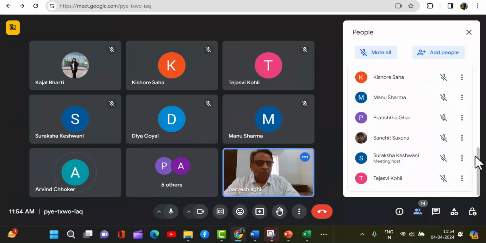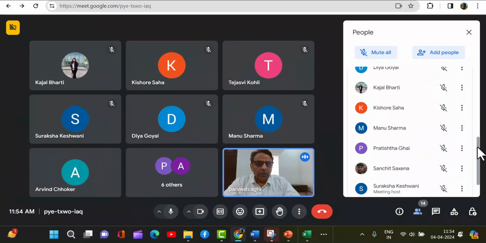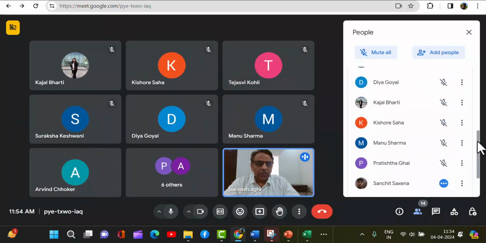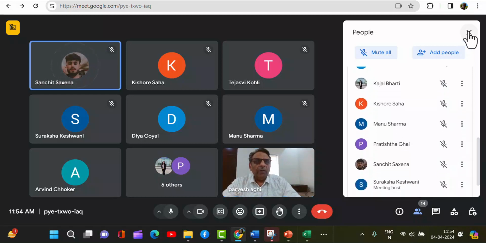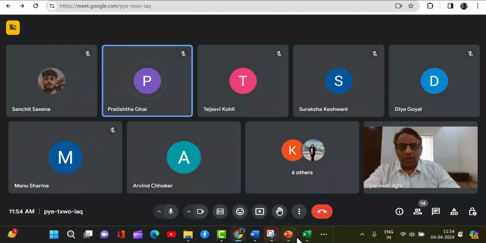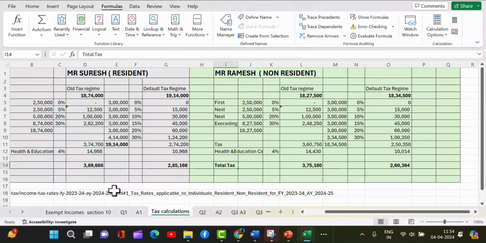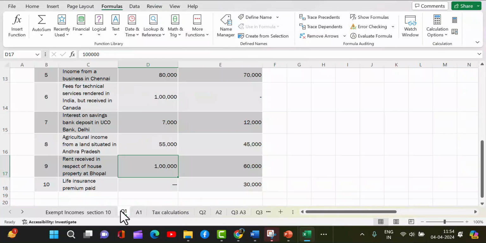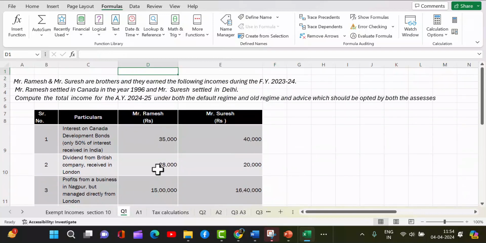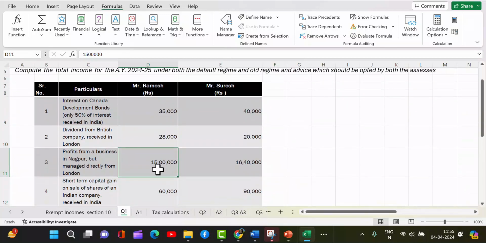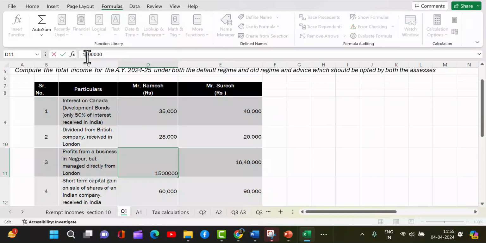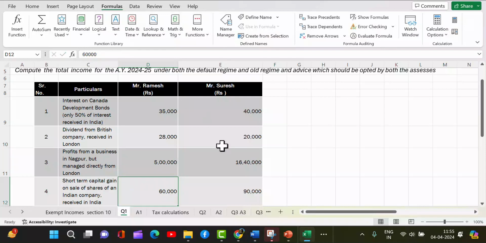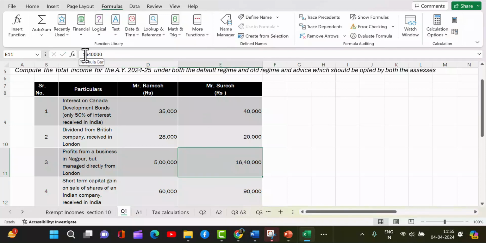Yes, sir. Okay. If you have not followed, just go through my Excel sheet yourself. Sanchit, have you followed, Pratishtha? Yes, sir. Okay. Fine. Just go and change some numbers here. For example, if you change anything, the figures will change. Suppose I make it 5 lakhs here, and I make this as well.